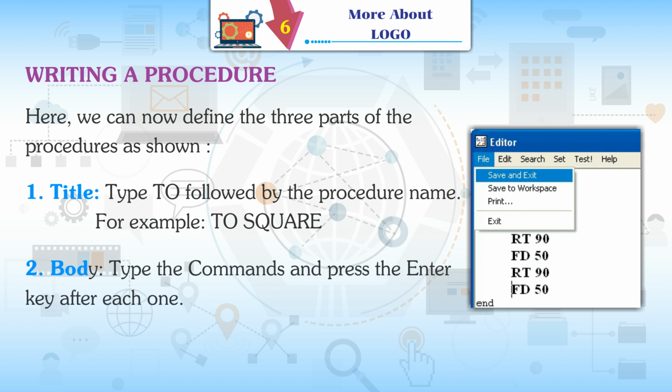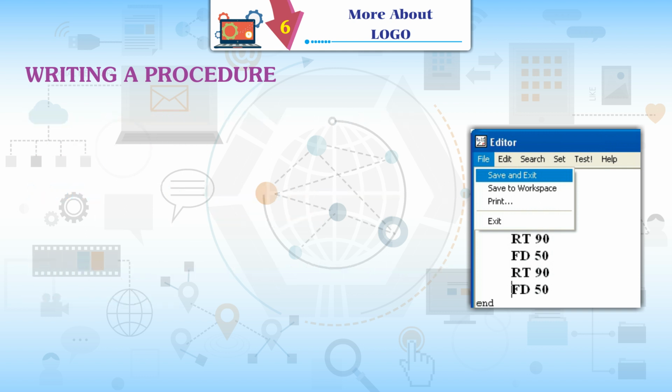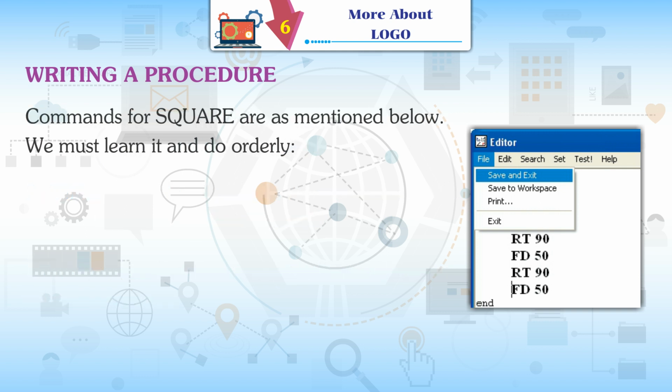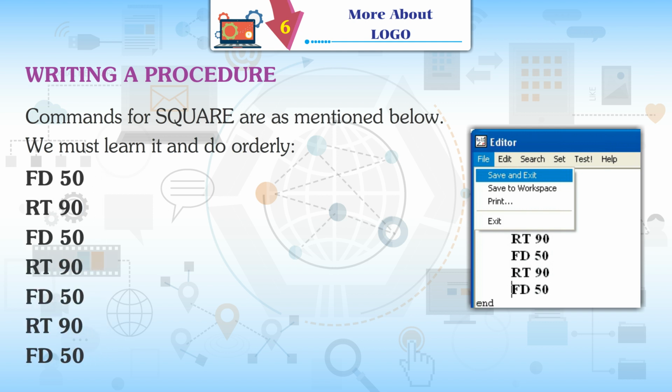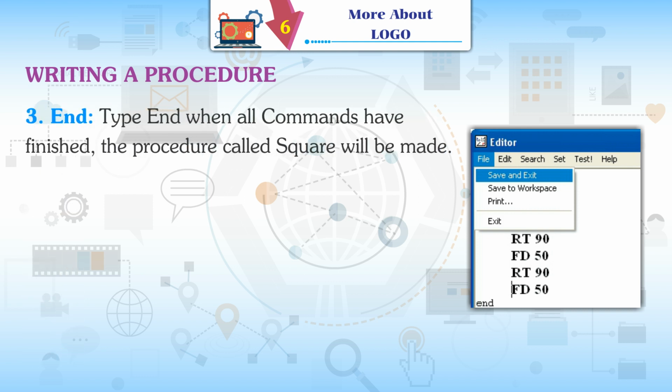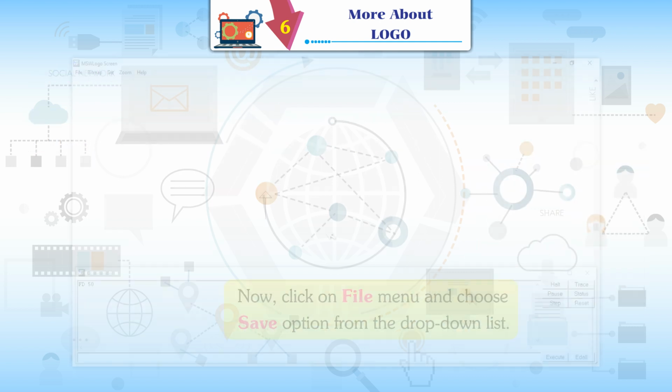Body. Type the commands and press the Enter key after each one. Commands for square are as mentioned below. We must learn it and do it orderly. FD 50, RT 90, FD 50, RT 90, FD 50, RT 90, FD 50. End. Type END when all commands have finished. The procedure called SQUARE will be made.